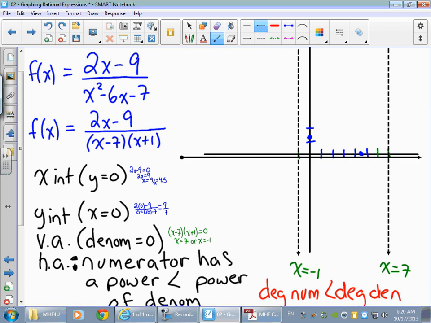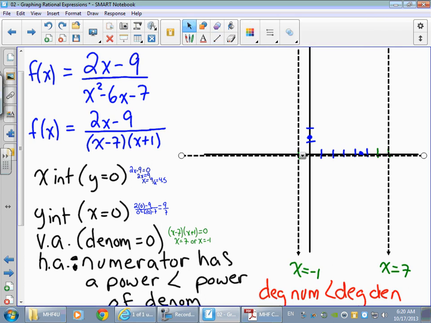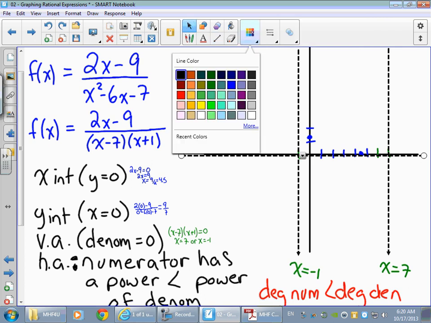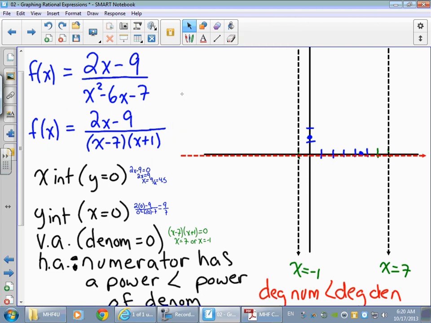a horizontal asymptote at 0. I want to turn that red so we can see it better.